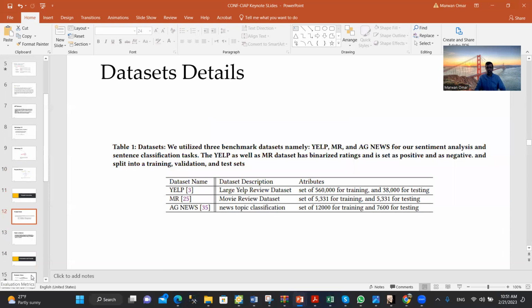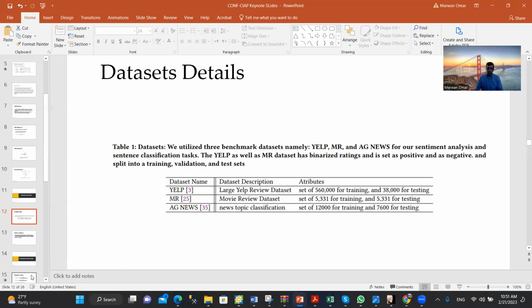So here are the details of our data sets. Table 1 shows that we utilize 3 benchmark data sets, namely Yelp, MR, and AG News for our sentiment analysis task and also sentence classification. So we decided to tackle 2 tasks. One is the sentiment analysis and the other is the sentence classification.